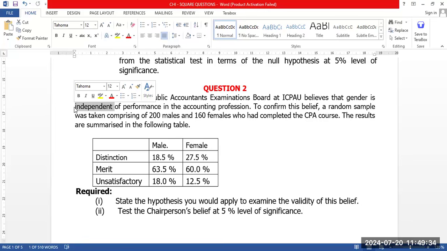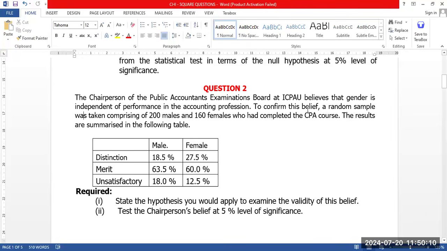Basing on maybe your tutor, the way you put in time, personal revision, practice. So it's not basically about gender. That is what this chairperson of the Public Accountants Examination Board is trying to mean. Are we together? It doesn't necessarily mean about gender. If you're a male and you don't read, you will fail. If you're a female and you don't read, you will fail. You will not perform. So there are other factors.